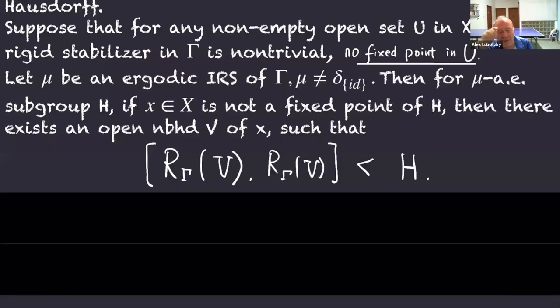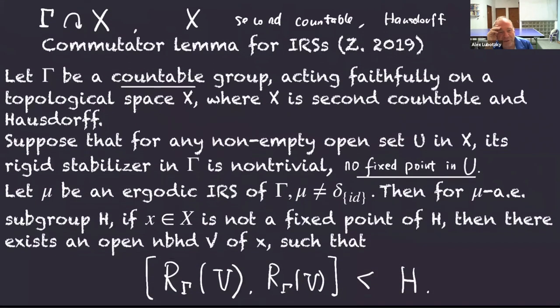Can you put the slide up so that we can see it all again? It's to digest it all. So what's the assumption? Gamma acts countably. And now I see that you assume that the rigid stabilizer is non-trivial, right? So to have a non-trivial statement. Mm-hmm. And you want to say what? That the rigid stabilizer has no fixed point in U? Yeah, so this means the rigid stabilizer of U has no fixed point in U.